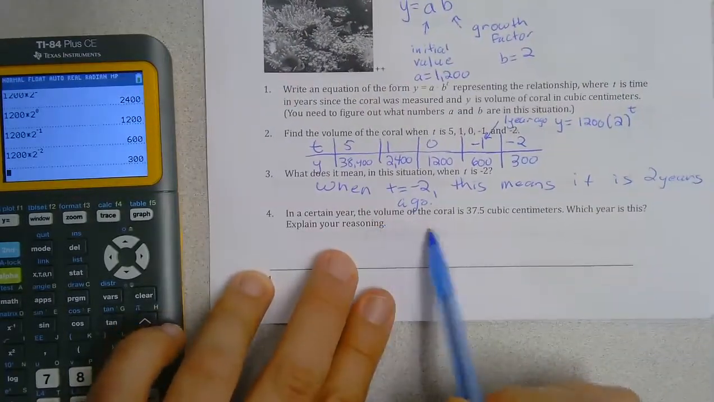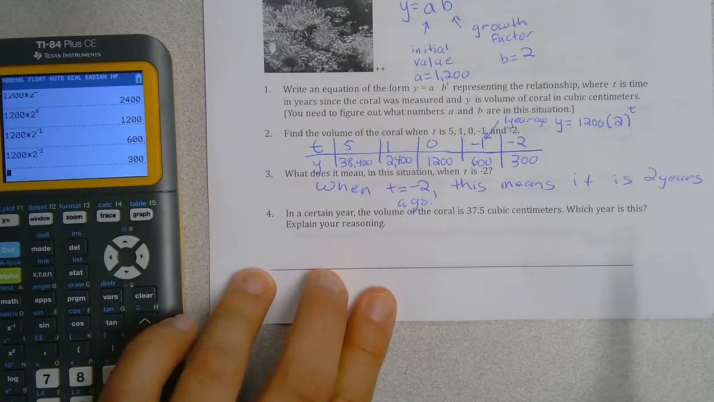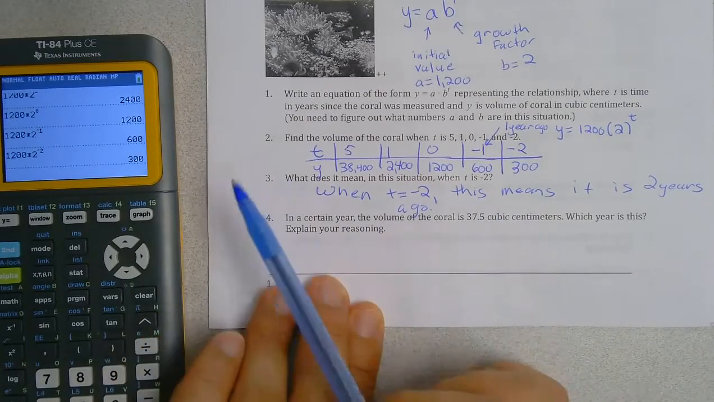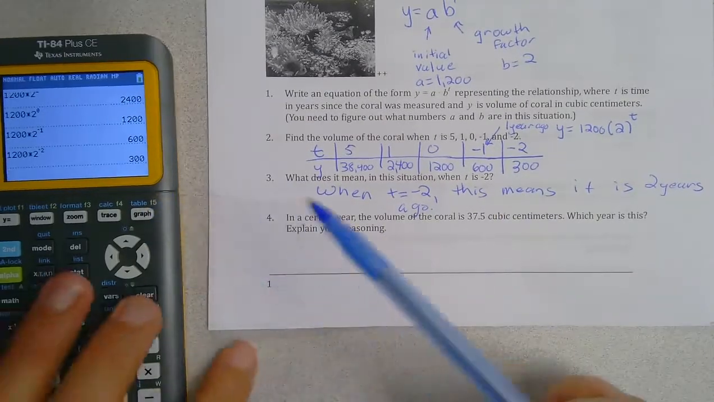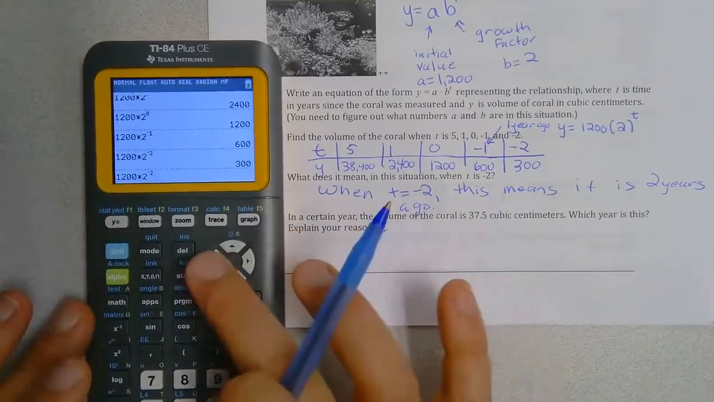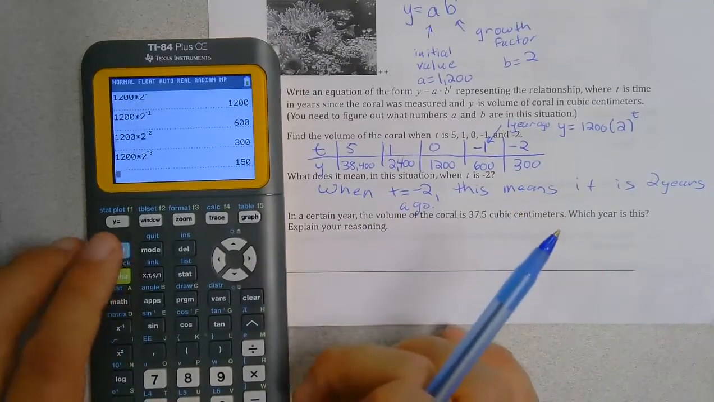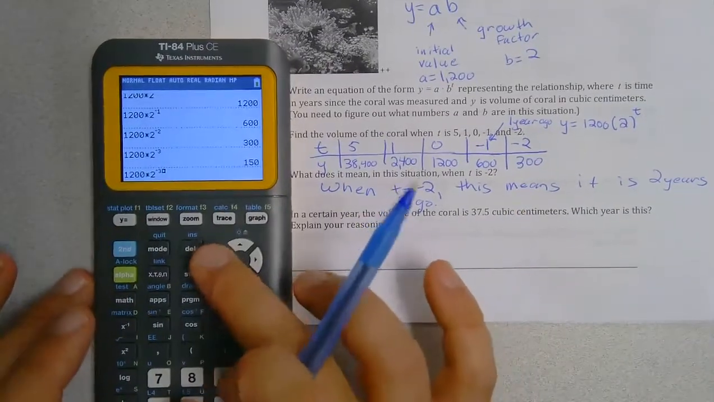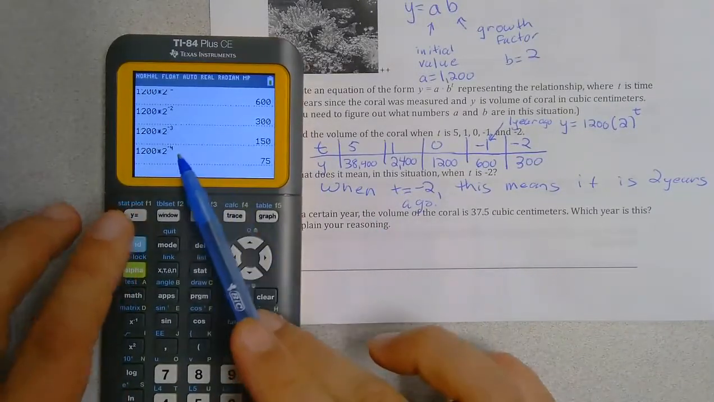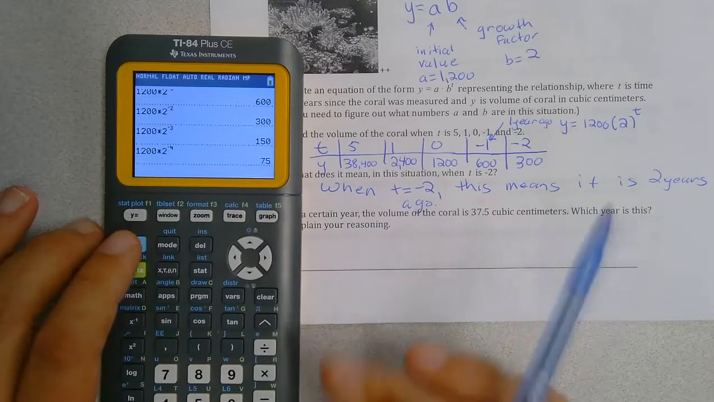So in a certain year, the volume of coral is 37.5 cubic centimeters. What year is this? So we can just keep going backwards. So is it 3 years ago? No. Is it 4 years ago? Nope, but we're getting close. It looks like it might be 5 years ago because half of 75 is 37.5.